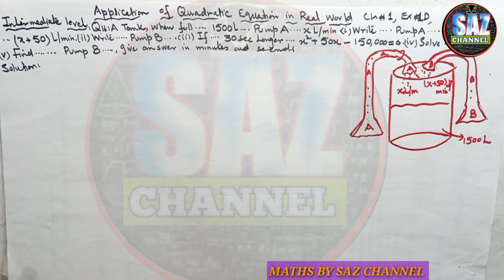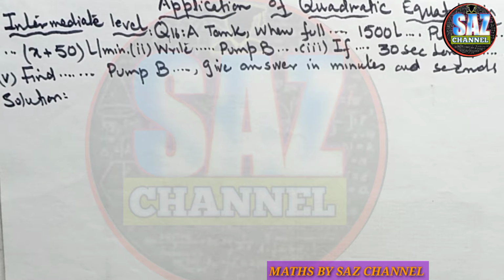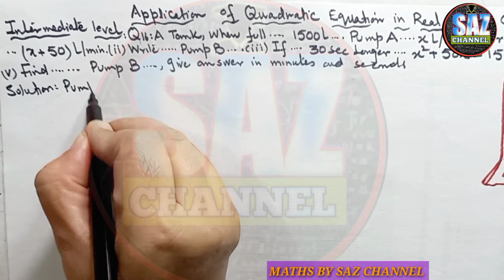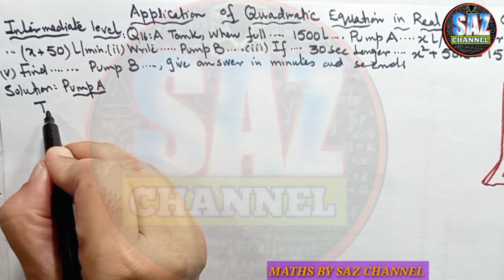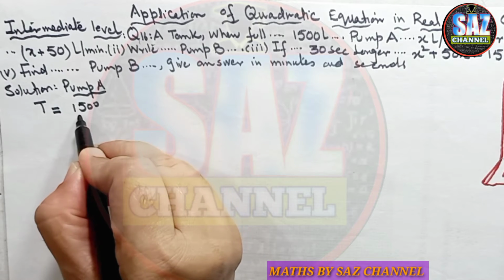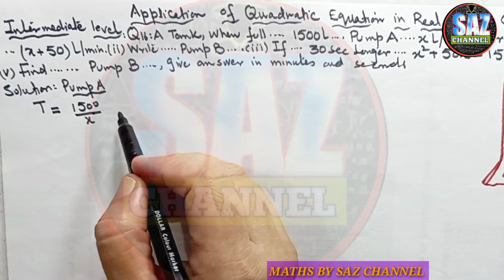Let's move to the solution of the question. As the question says, the tank can hold 1500 liters and pump A takes X minutes. The rate for pump A is X liters per minute. So expression of time for pump A, the time taken by pump A will be time equals to 1500 upon X. And this will be the first part of the question.